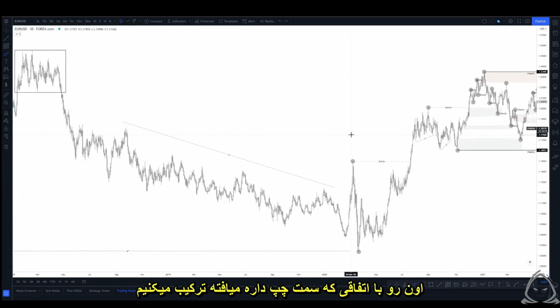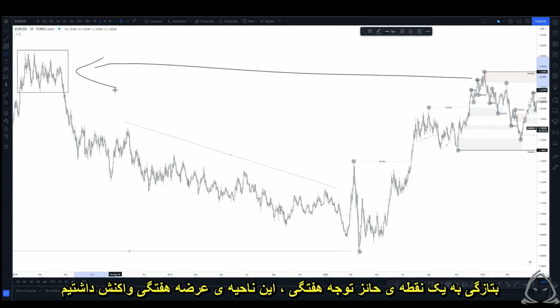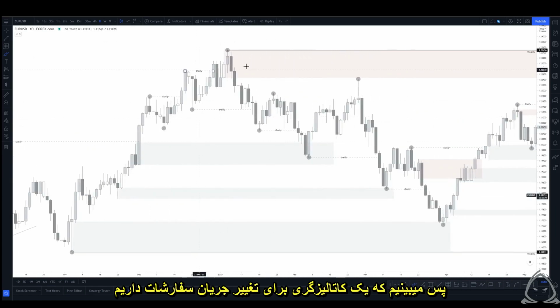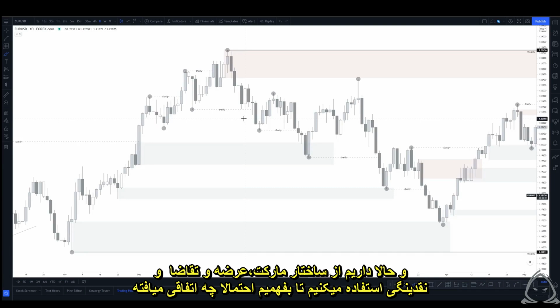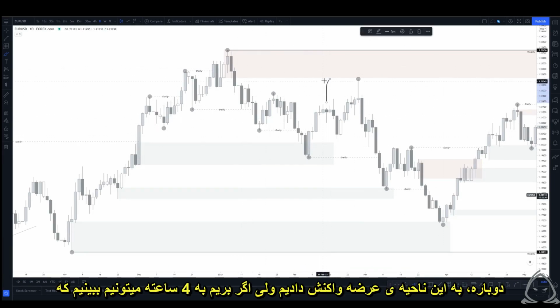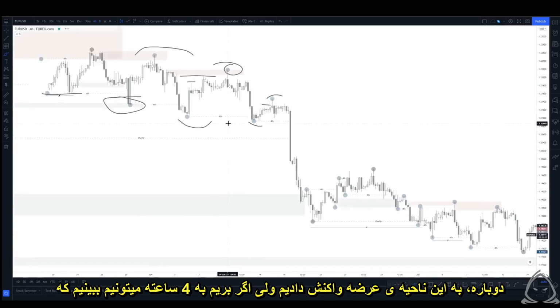We pair that to what's happening to the left. We've just reacted off of a weekly point of interest, this weekly supply zone. So we're starting to see that there's a catalyst for price to switch order flow. And now we're starting to use market structure, supply and demand, and liquidity to understand what's likely to happen. Again, we react off of this supply zone, but then when we go into the 4-hour chart, we can look at this.